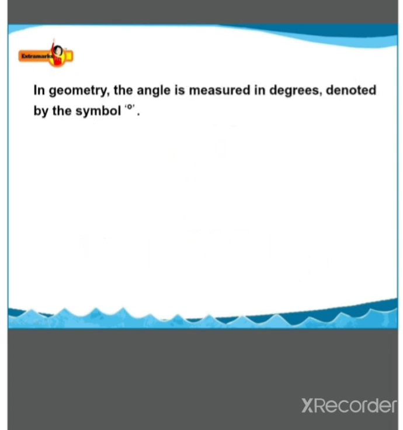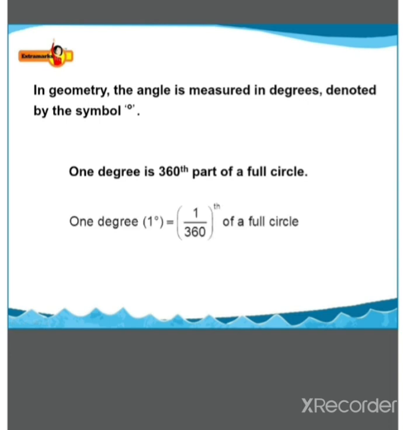In geometry, the angle is measured in degrees, denoted by the symbol. 1 degree is 1/360th part of a full circle. Hence, 1 degree equals 1 by 360th of a full circle. Now, let us discuss construction of angles.